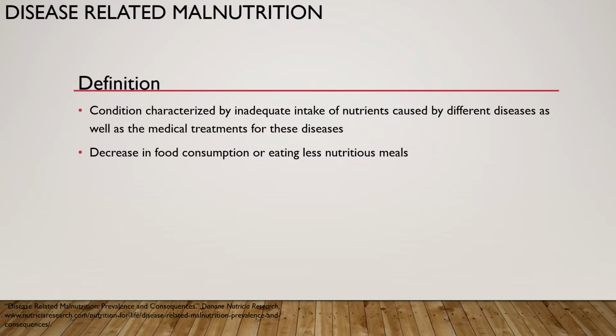So, we look at disease-related malnutrition. The definition for this condition is that disease-related malnutrition is a condition characterized by inadequate intake of nutrients caused by different diseases, as well as the medical treatments for these diseases. In the upcoming slide, we will look at an example of a disease that causes malnutrition. Overall, these conditions cause a decrease in food consumption or eating less nutritious meals. However, it's important to highlight that it's not solely limited to diseases. Disease-related malnutrition can also arise due to the medical treatments for said diseases.